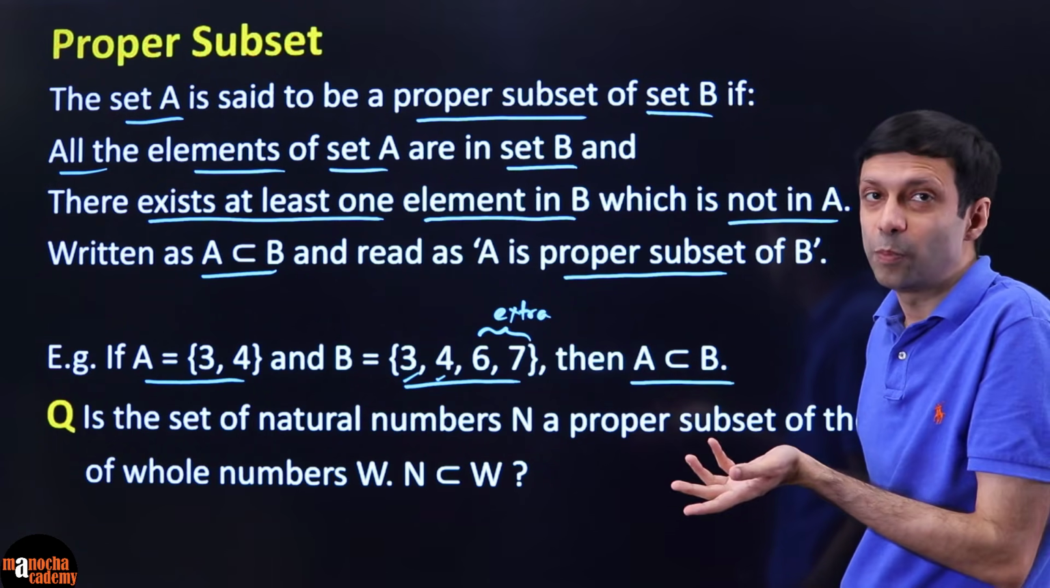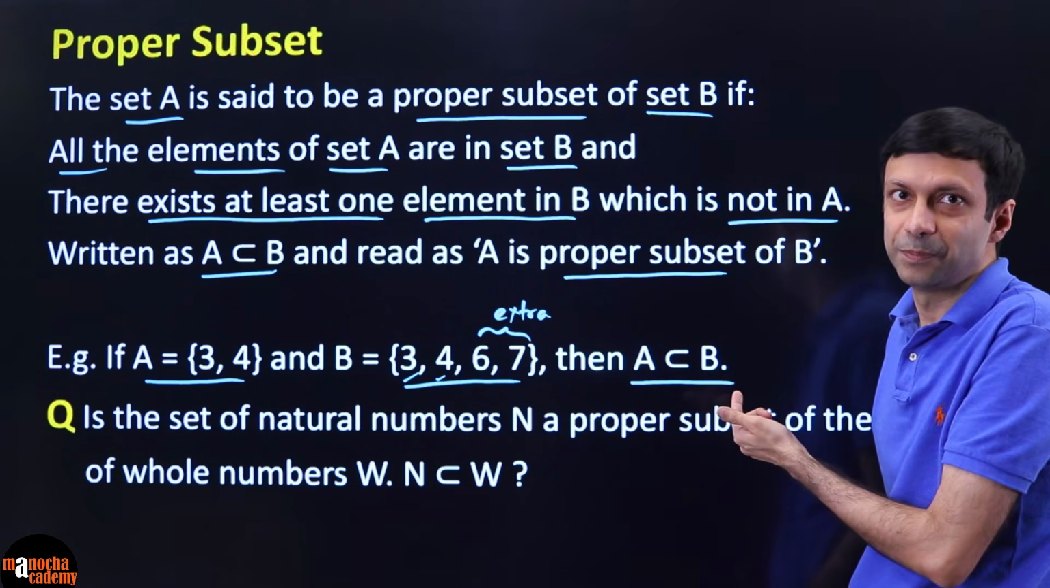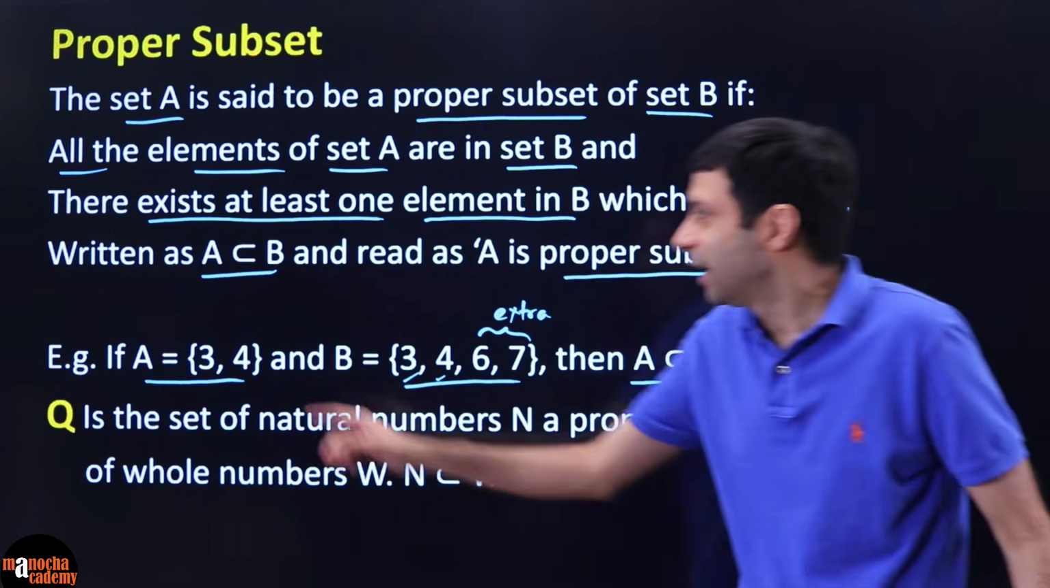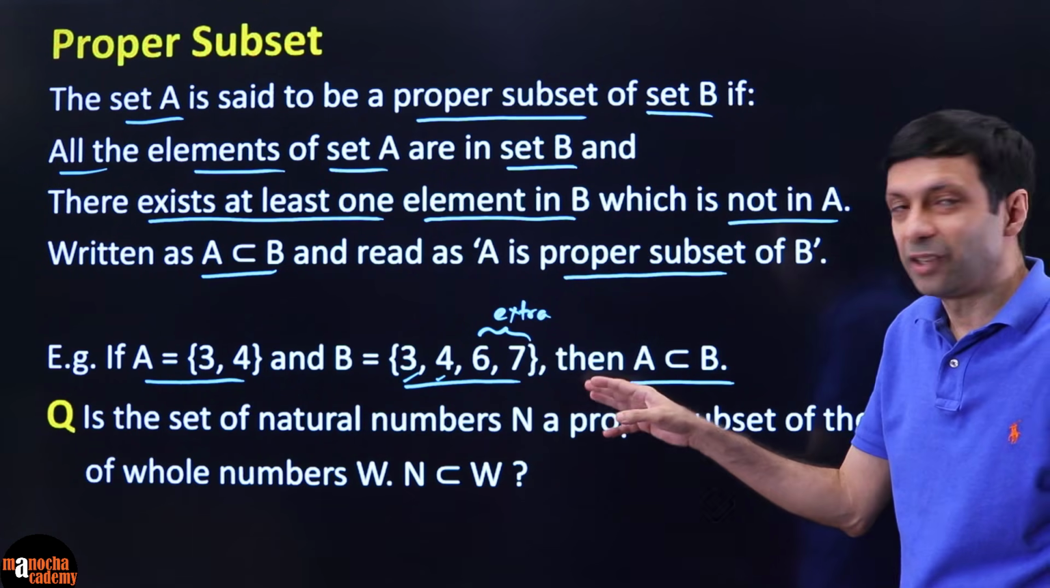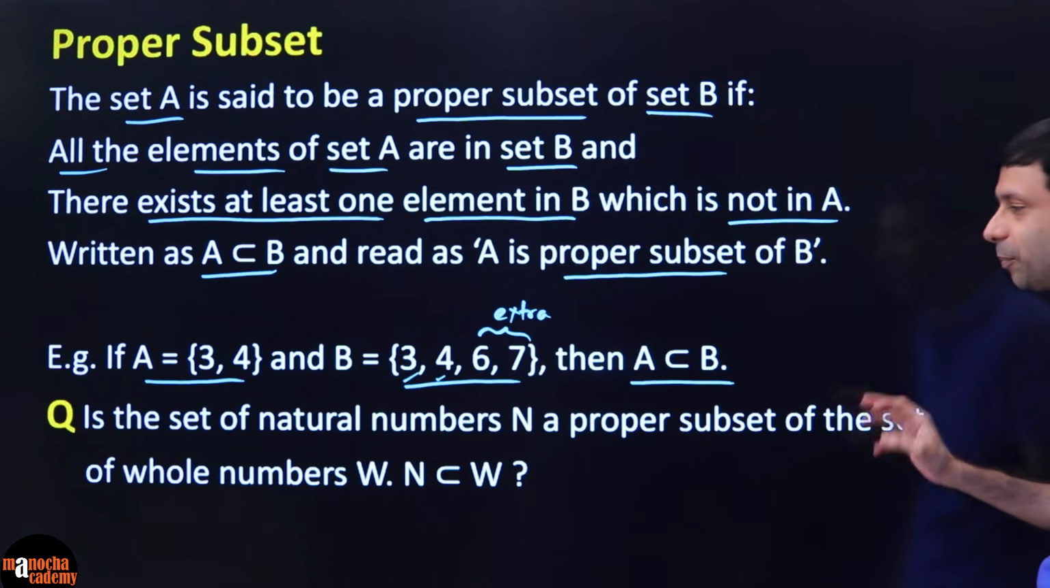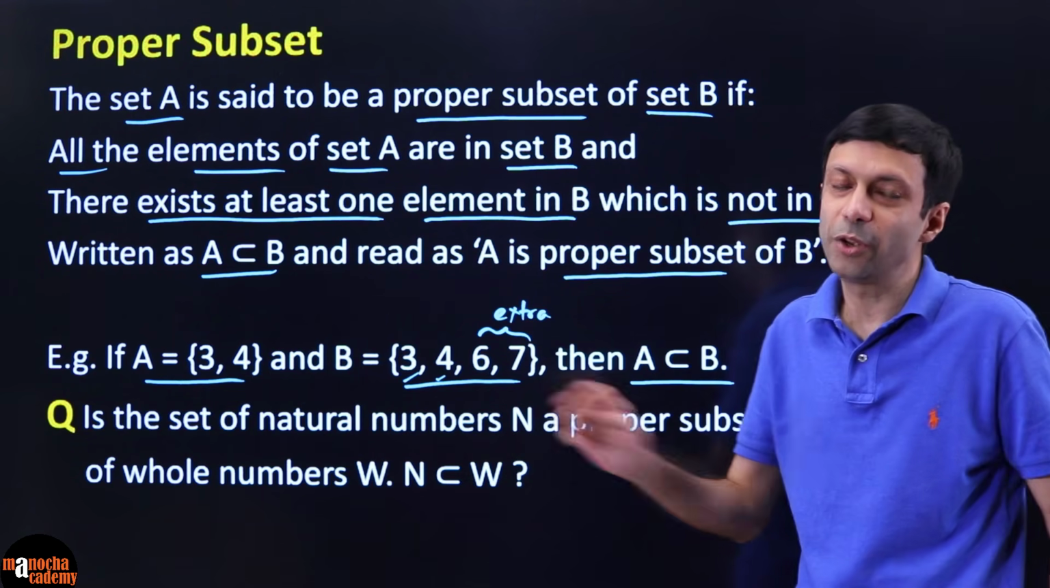But if they could be equal, then we put the line symbol. Now let's try this question. Is the set of natural numbers denoted by N a proper subset of the set of whole numbers? What do you guys think?